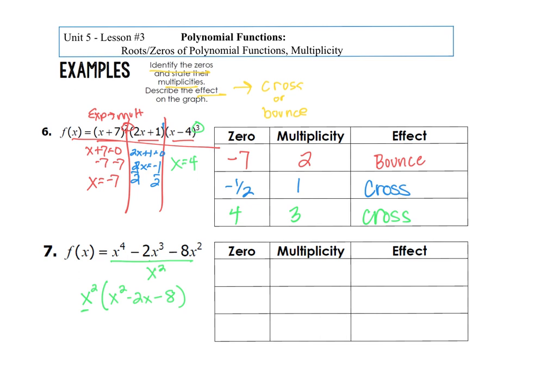Now I'm not done factoring. What I'm left with now is a quadratic inside here. It's a 1, 2, 3 factor tree. What multiplies to negative 8 and subtracts to negative 2 will be negative 4 and positive 2. So writing this in factored form, okay, I'm going to move this up a little bit.